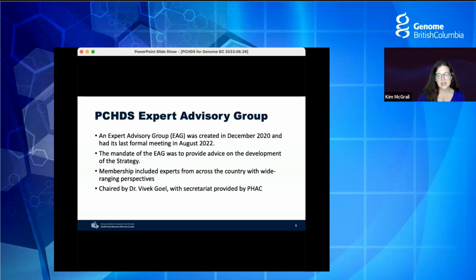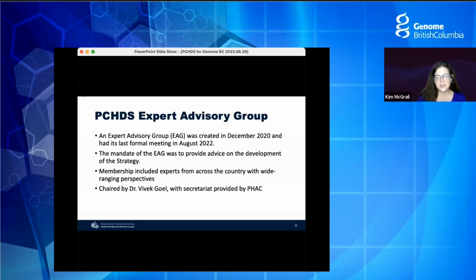Our mandate during that time was not to write a pan-Canadian health data strategy. That was always going to remain the responsibility of Health Canada working with provinces and territories, but we were to provide advice that would help them with the development of that strategy.